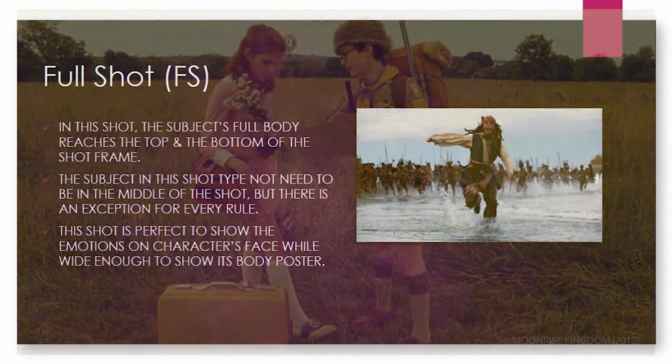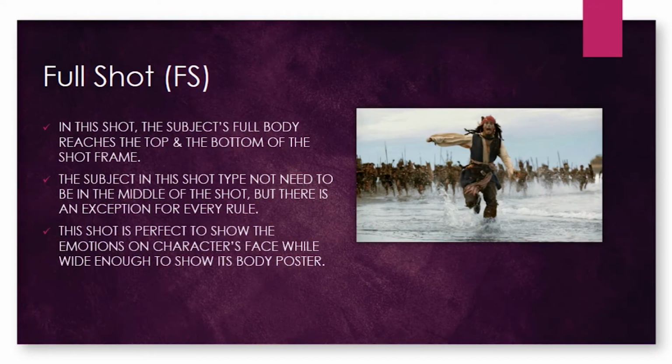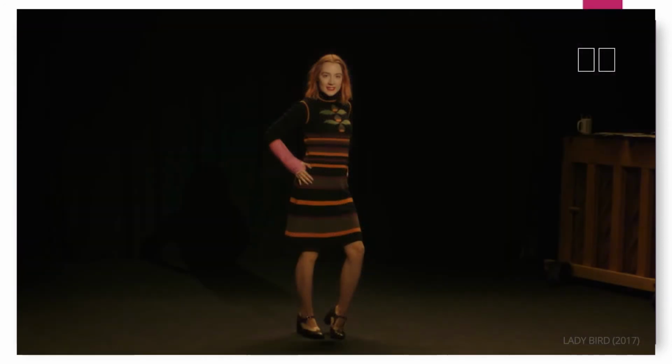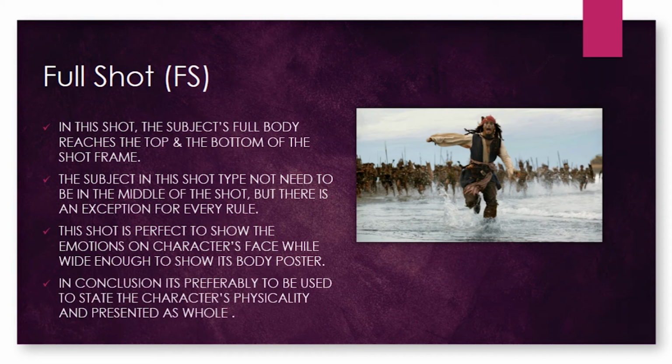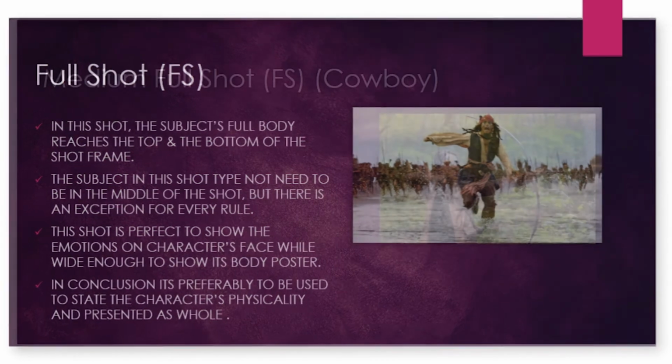The point of this shot is to show the emotions of the character, while it's wide enough to show the posing or the body posture that is happening. As you can see in this picture, you can see the feelings or the emotion in his face, while you can tell that he's running. So that's the point of the FS. As a conclusion, it's preferred when we want to show the character's physicality presented as a whole.